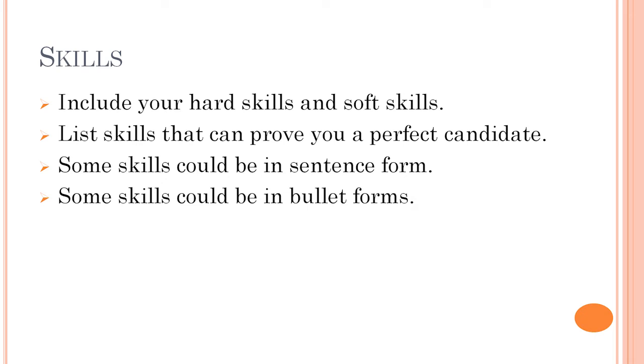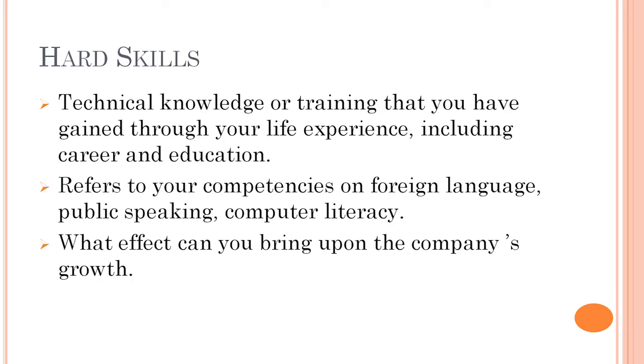Now let's come to the skill part. List many relevant skills that make you the perfect candidate for the job that you are seeking. You can create up to 2 skill sections to highlight your relevant abilities. Some could be in sentences, where some could be in bullet forms. While writing about skills, make sure that we properly differentiate between hard skills and soft skills.